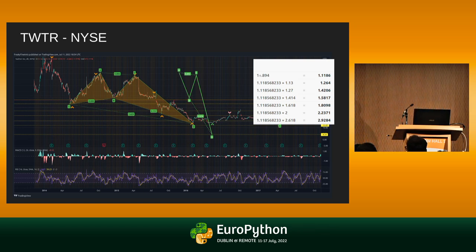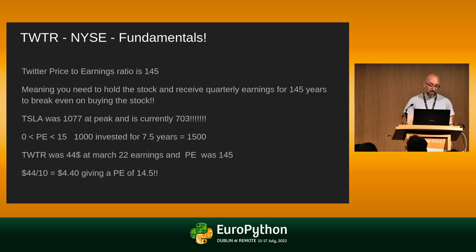Twitter's never reached that price, but that's really important. It's really important that the ABC suggests that that's a price. Twitter's price earnings ratio, a bit of fundamental, is 145. It means you buy the stock and you collect dividends every quarter. You need to hold it for 145 years to get your money back.